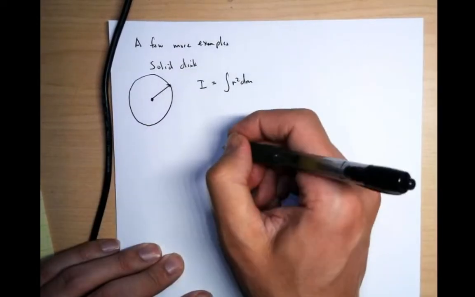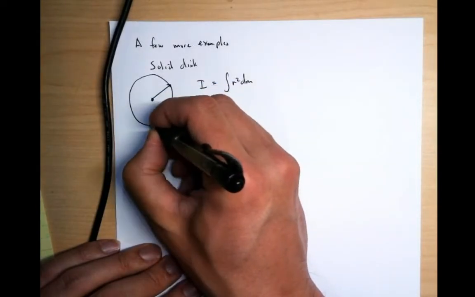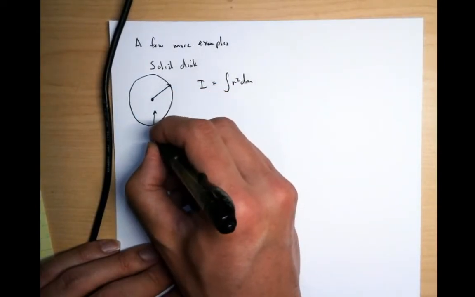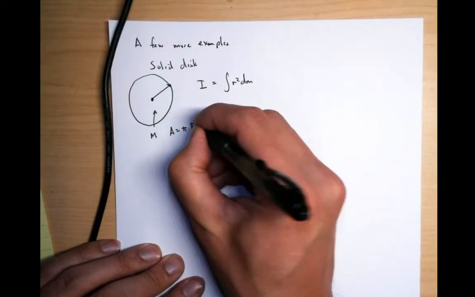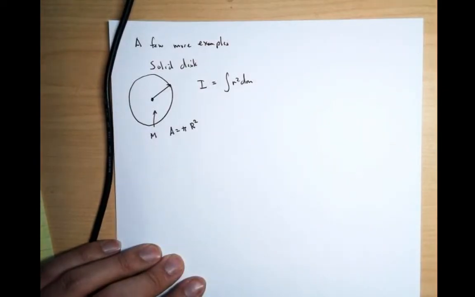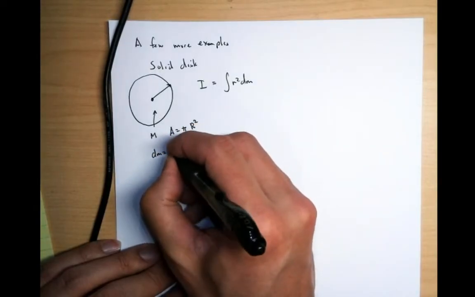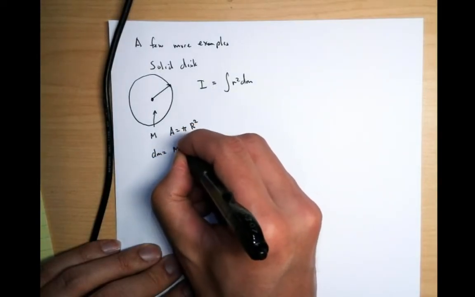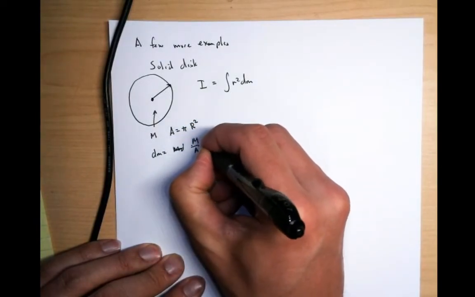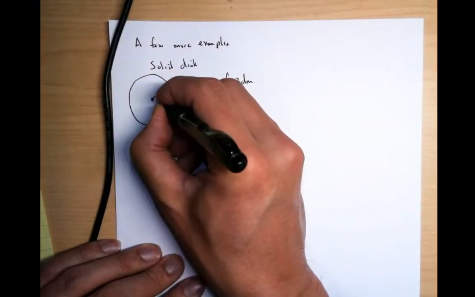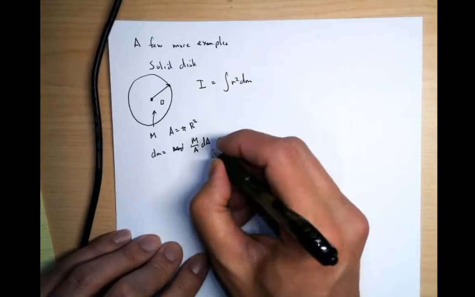That's always what it's equal to. This thing has a certain mass per unit area. So it has a certain mass, and the area of the solid disk is pi r squared. Basically dm is equal to m over A dA. You can imagine there's some certain area right there, and we've got to find what dA is.